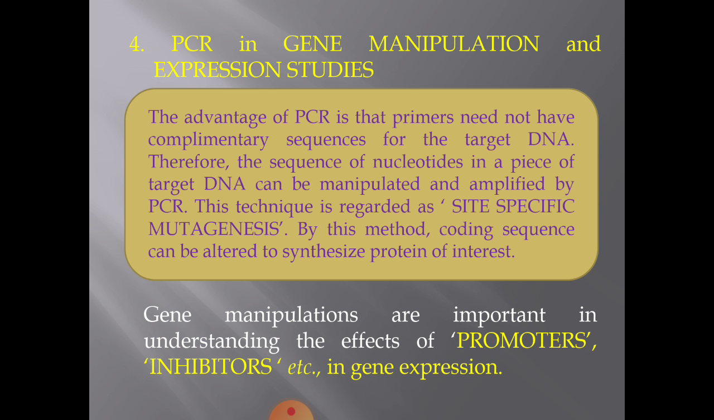This particular technique is known as site-specific mutagenesis. It is so nicely done in the sense a single nucleotide can be replaced. Say for example, adenine can be replaced by thymidine. You can create mutation artificially. Okay, a single specific mutation can be done by this method. The coding sequence can be altered to synthesize the proteins of interest.